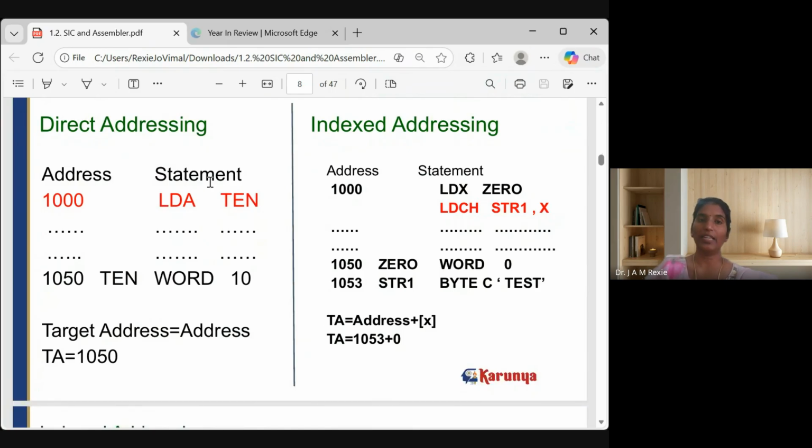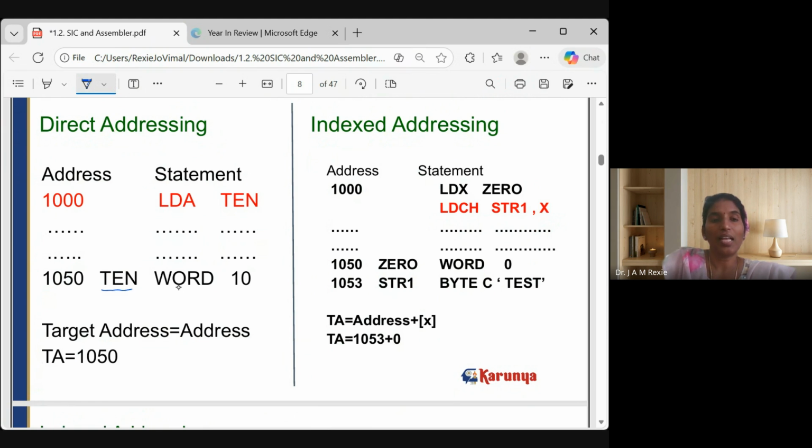So here is an example for direct addressing and indexed addressing. If I have an instruction LDA 10, 10 is a symbol, a label referred to here. In 10, we have a word, so 10 is stored there. Word is actually used for representing integers, so 10 is given here. Now since there is no index register value, directly the 10 will take the address 1050 and this value will be referred to over there.